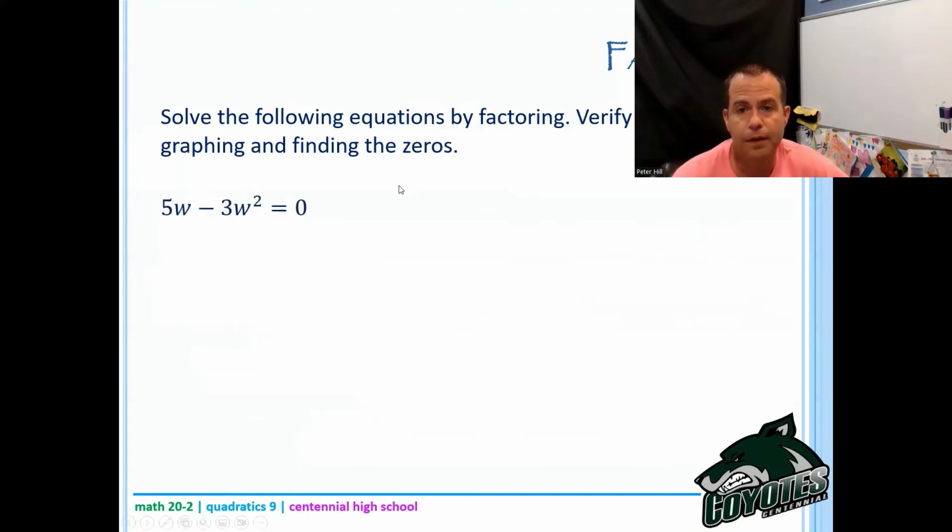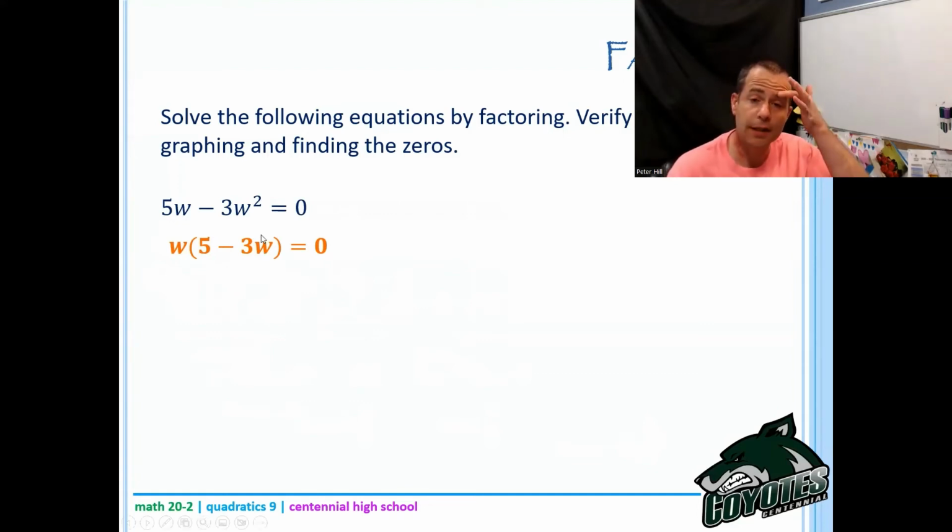Okay. Last little factoring one, 5w minus 3w squared equals 0. Now this is 2 terms and there's not a difference of squares, but there is a common factor, okay? W is common to both of these. So we can just pull the w out as the greatest common factor. That's going to give me w, and what's left is 5 minus 3w. So I have w times 5 minus 3w equals 0.